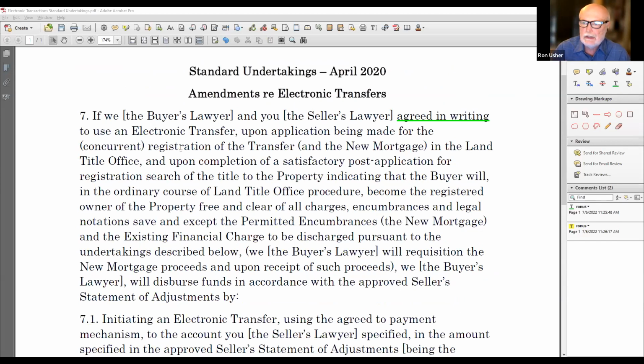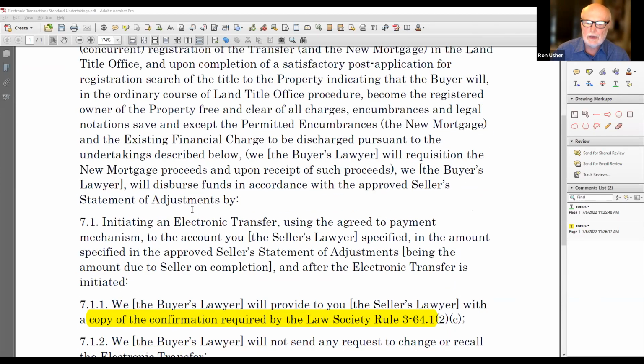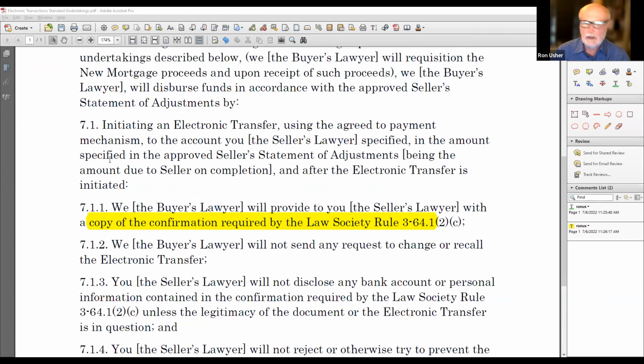What you need to know is that in April 2020, the standard undertakings were amended to allow for electronic transfer. If you haven't got this, send a note to PAL and we can send it to you. But here's the key. One of the most important things in this is both sides have to agree to it. You cannot unilaterally impose an electronic transfer, and similarly, somebody can't force one on you. And there are rules here about providing copies of confirmation.